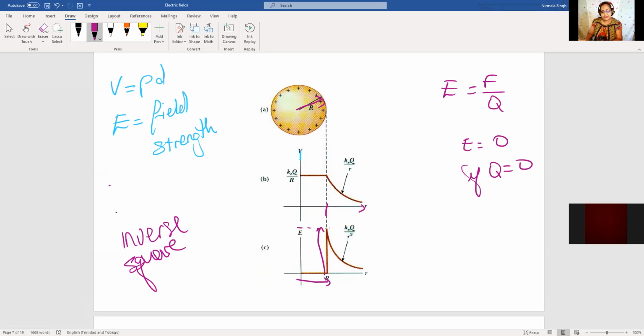And then once you start moving away from your charge, obviously your electric field strength is going to diminish, because the influence of this charge diminishes the further away you get from the source. So that's how you end up getting an exponential decay curve.